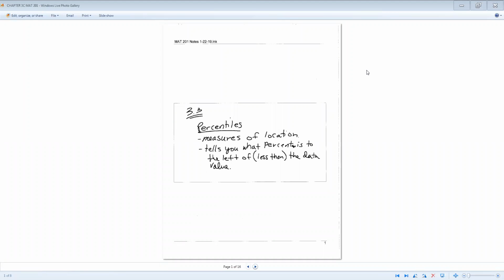Okay, so this is a walkthrough of the third packet that I gave out. Start solving 3.3, percentiles. They're just measures of location. It tells you what percentage is to the left of, or less than, the data value in question.